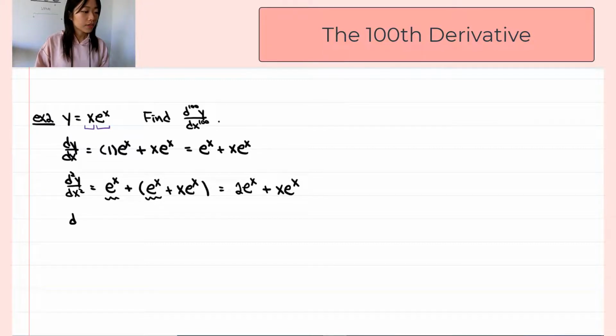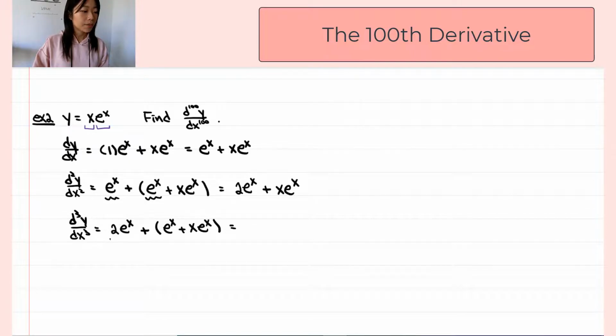Now let's write down the third derivative. Here again we have two terms, so we use the sum rule. The derivative of the first term is 2 times e to the power of x plus the derivative of x times e to the power of x. And from the first derivative, we found that this is e to the power of x plus x times e to the power of x.